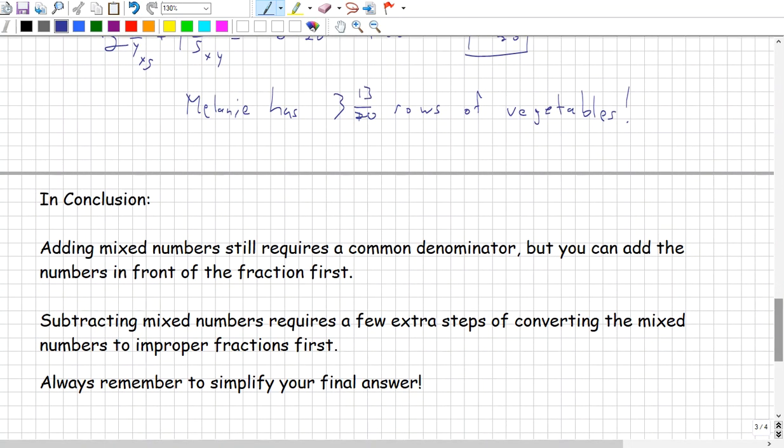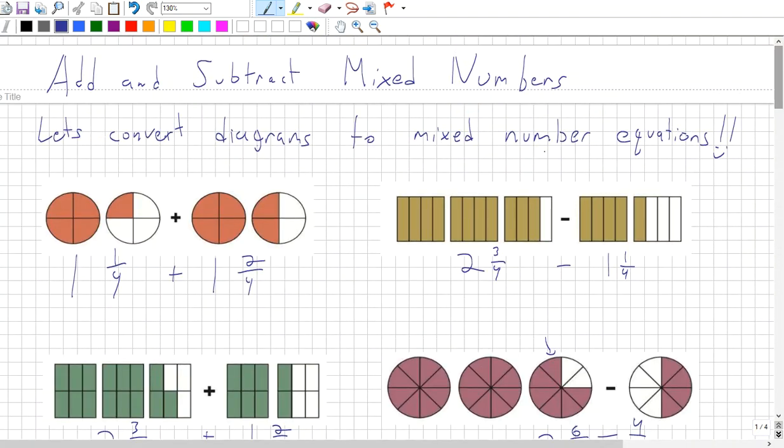And in conclusion, adding mixed numbers requires a common denominator, of course, like adding fractions. But you can add the whole numbers in front of the fraction first or at the same time as when you get the common denominators. That's totally fine. Subtracting mixed numbers, however, requires a few extra steps. You have to convert to the improper fraction first, then subtract, then convert back to a mixed number. But in any case, always remember to simplify your final answer. Always check, can it be simplified? Can I make this fraction simpler? So again, this was a bit of a longer video, but a lot of concepts to cover here. So yeah, hopefully that helps.